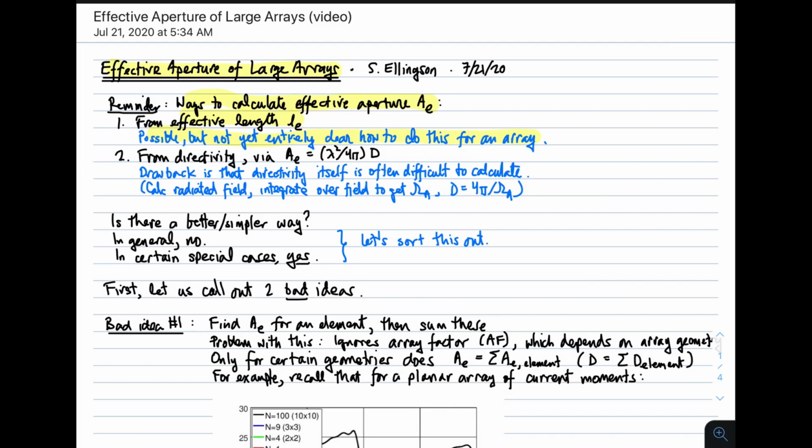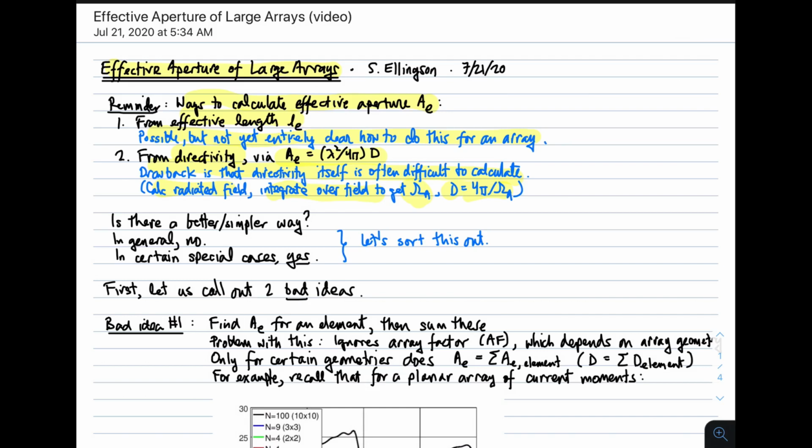The second method would be to figure out the directivity of the array, and then to use the relationship between effective aperture and directivity to compute the effective aperture. Now, the drawback of that approach is that directivity itself can be difficult to calculate. Remember, the formula for calculating directivity is to calculate the radiated field, then integrate over the field to get the beam solid angle, and then you can get directivity through the beam solid angle.